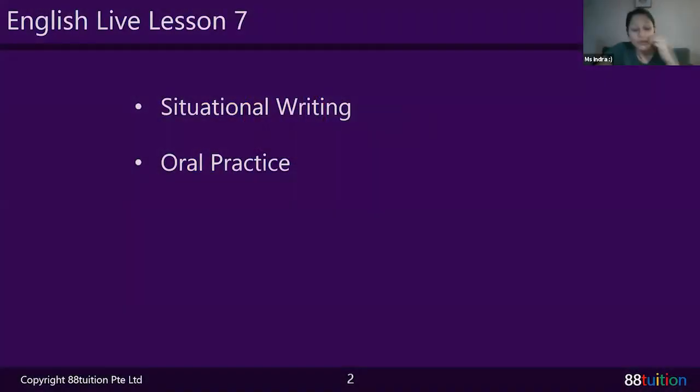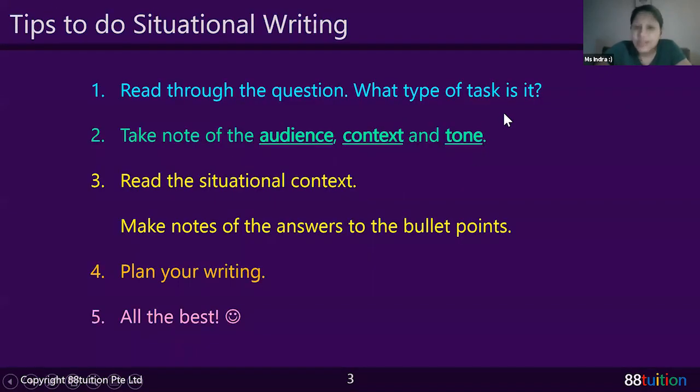Okay, for today we'll be going through two things. We'll be going through first our situational writing, as well as oral. Situational writing is a very huge component of the secondary school paper. For those of you who are in primary school, situational writing has now become out of 30 marks, which is no longer what you get in primary 5 and primary 6.